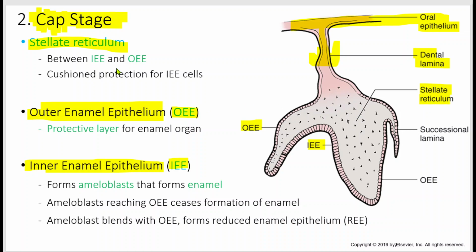So technically the stellate reticulum is just something cushioning, and it can also have some nutrition for the cells that will form the other things that we'll talk about. You can see that's the outer. So anything on the outside is the outer enamel epithelium, and anything inside here is the inner enamel epithelium. The outer enamel epithelium is just mainly a protective layer. Now the inner enamel epithelium is the one that is interesting because it forms something.